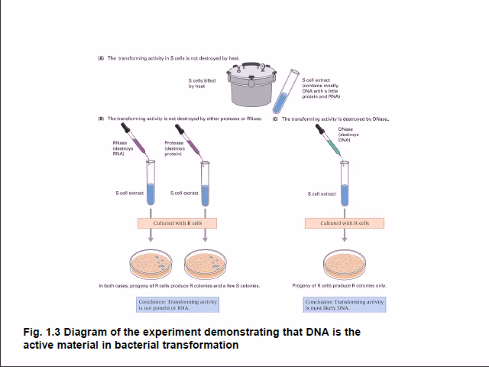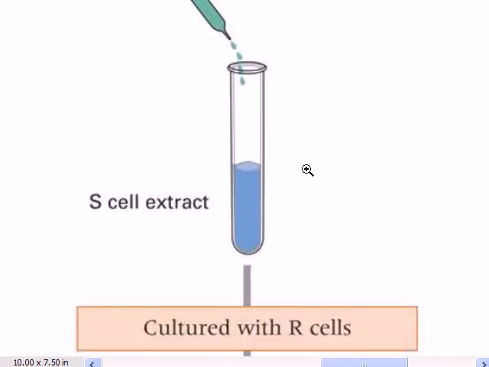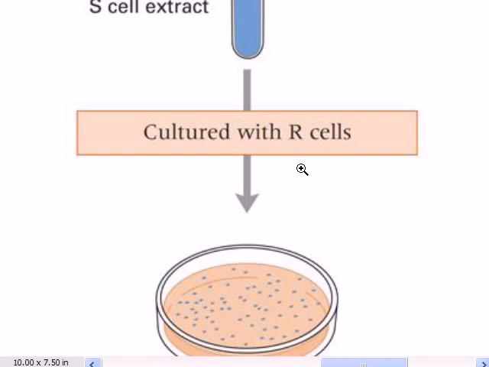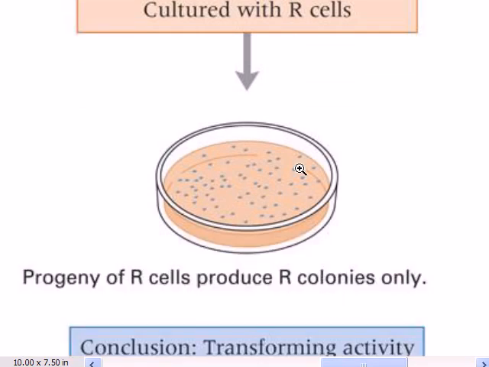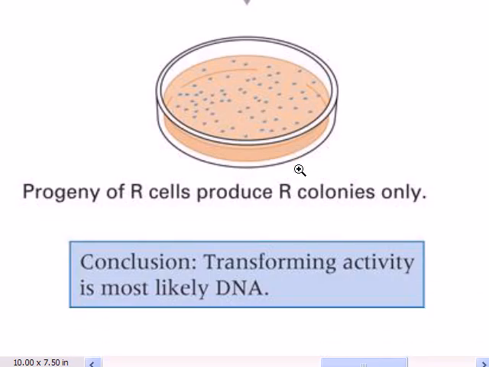But if you use an enzyme that is called DNase, and as you might imagine, DNase destroys DNA, then the S cell extract, when cultured with R cells, no longer produces R strain colonies. So our conclusion here is that the transforming activity, the transforming molecule, is most likely DNA. So that was an important finding.